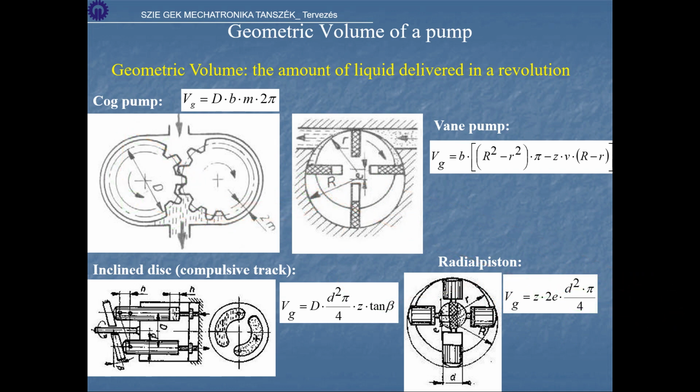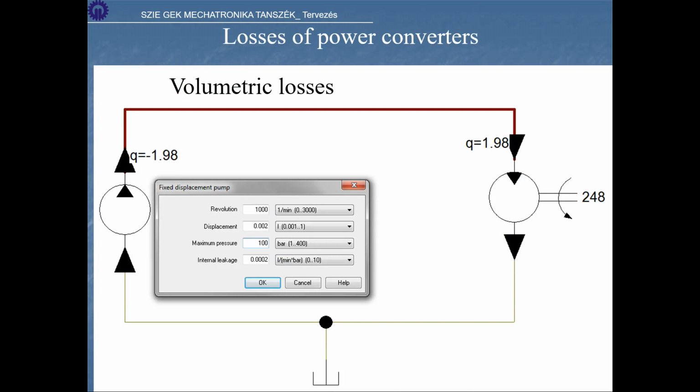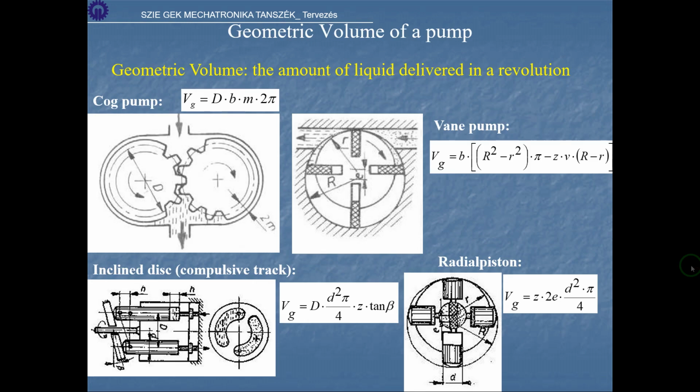Okay, let's go a bit further. So what are volumetric losses? Volumetric losses are the leakages basically. Okay, so here you can see we have a little creepage. So this creepage is basically the operational gap. Okay, so this gap has to be here to make it possible to rotate these cogs.